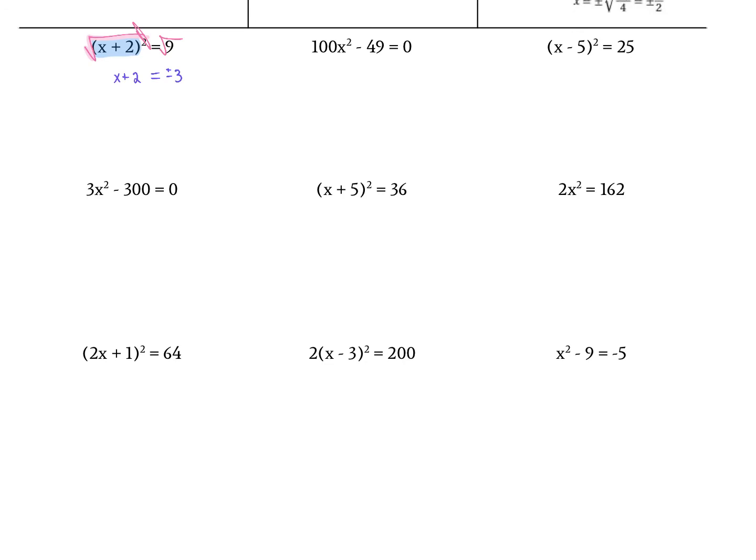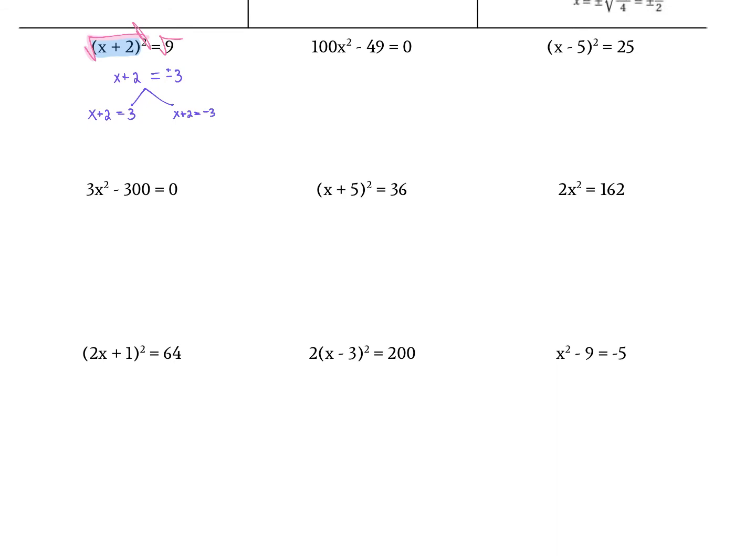If you're wondering when you need the positive and the negative, anytime you are the one that put the square root symbol in, that's when you need to add the plus or minus. So here, I'm going to set up two separate equations. I'm going to branch off. I could have x plus 2 equal positive 3, or I could have x plus 2 equal negative 3.